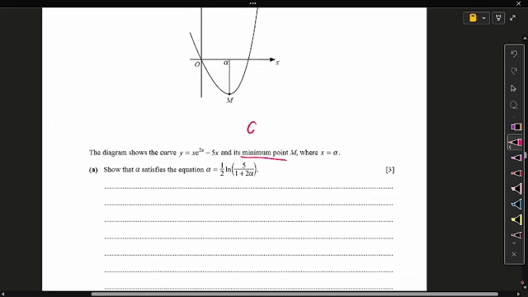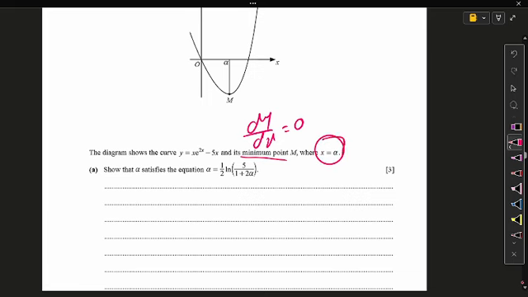Minimum point means your first derivative dy by dx should be equal to 0. You have to consider the first derivative first in order to calculate the minimum point. Minimum point is also known as stationary point. So you have to calculate the dy by dx first. Once you calculate dy by dx, then you have to put x equals alpha, and at the end you are able to prove that equation. Anyways, you have to calculate dy by dx first.